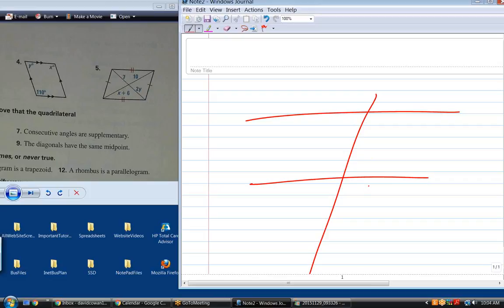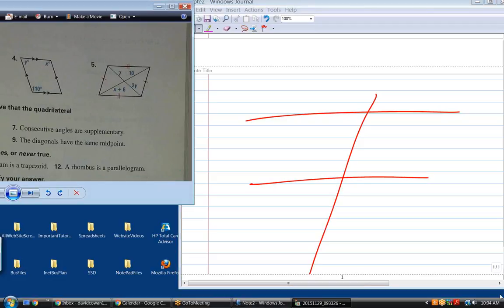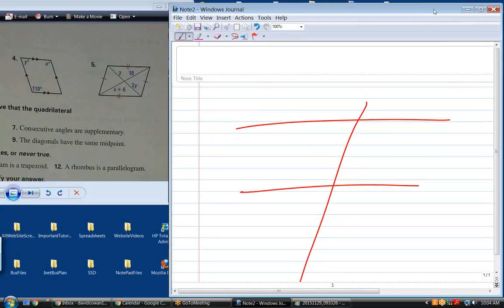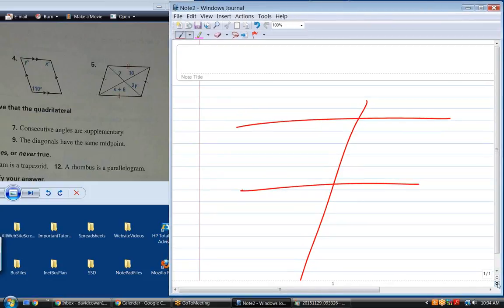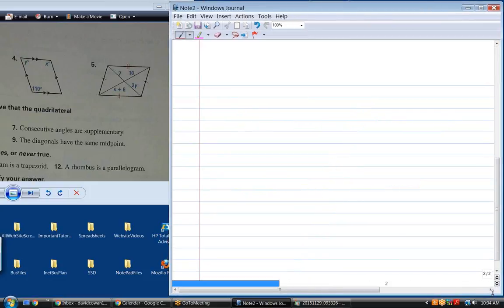Never forget that when you're looking at a parallelogram, you're looking at parallel lines. That's parallel and that's a transversal. You could flip the thing 90 degrees, and that's parallel, and these are both transversals. Okay, cool. All right, number 5. How would we set that one up?